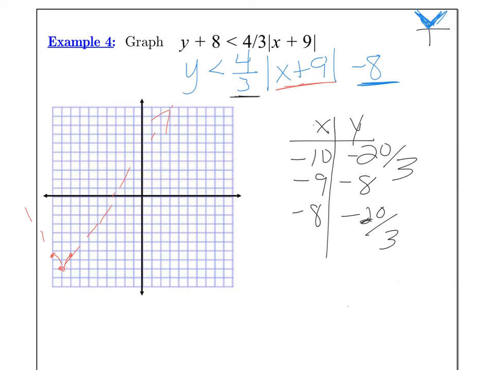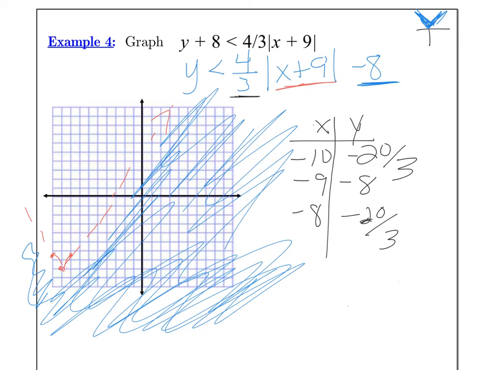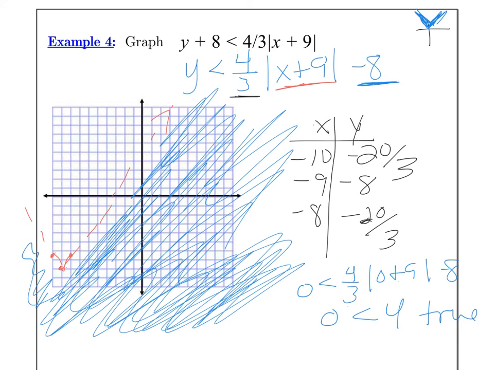And now I need to shade, and since y is by itself over there on the left, I can look at that and say, oh, that's a less than symbol. I can shade below. But if I want to double check, go ahead and plug 0 in for x and 0 in for y. And if you did that, it should be true. That would give me 9, that would be 12 minus 8. So I get 0 is less than 4, which is true. And so I would indeed shade on the side with 0, 0. So this is going to be everything below my V shape.